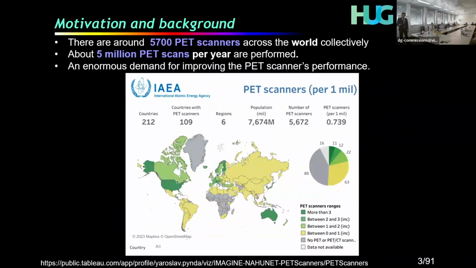Based on this report provided by the International Atomic Energy Agency, there are around 5,700 PET scanners around the world, and every year around 5 million PET scans are performed. So it shows there is a huge demand for improving PET scanner performance. Although this report has a dark side also: you can see that from 220 countries, only 109 countries have access to PET scanners.